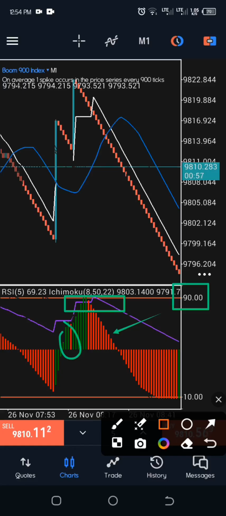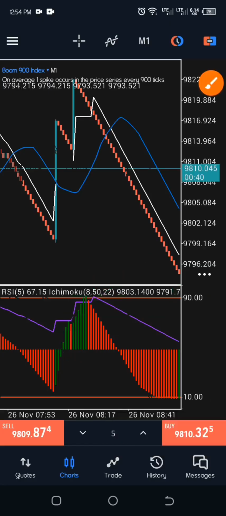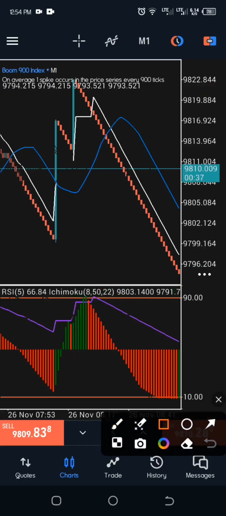After this, we also want to see that the Ichimoku line is at the 90 level as well, alongside the Awesome Oscillator. When we see these two confirmations, we then look into our main chart. Now what do we want to see in our main chart? After we see these criteria on indicator window 1, on our main chart we always want to see the price breaking below the first Ichimoku and also below the moving average.